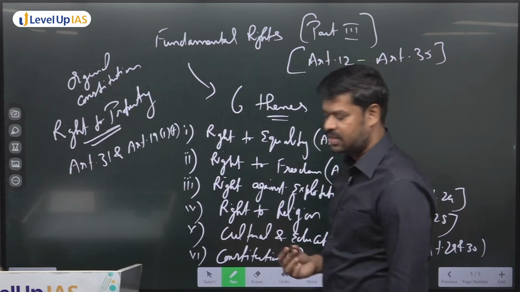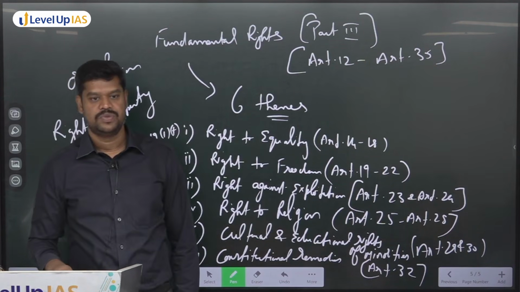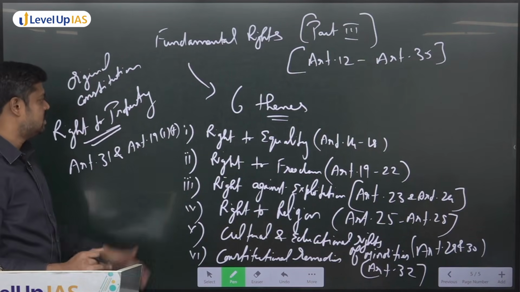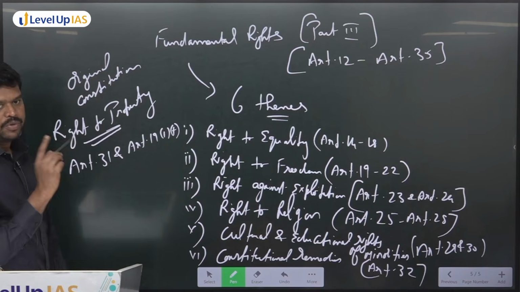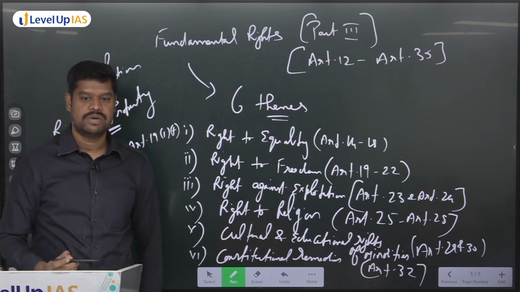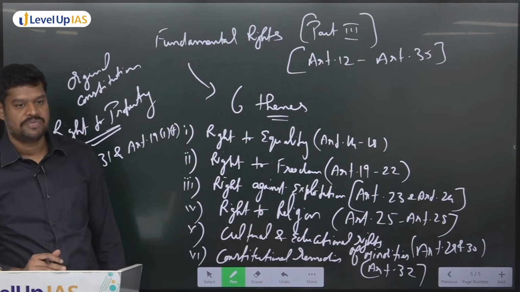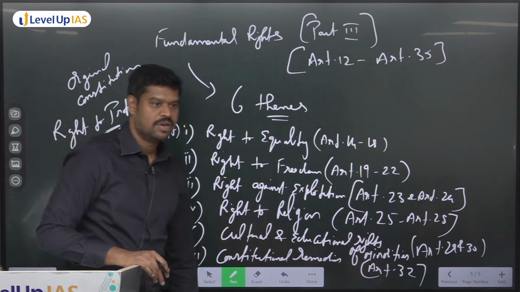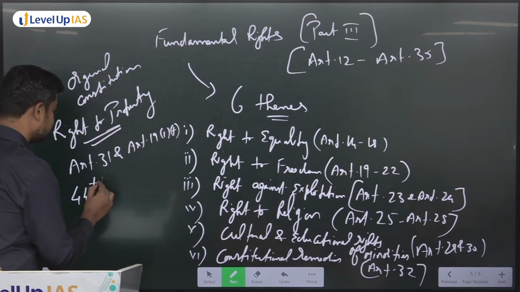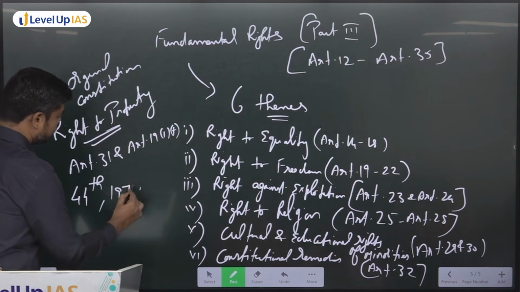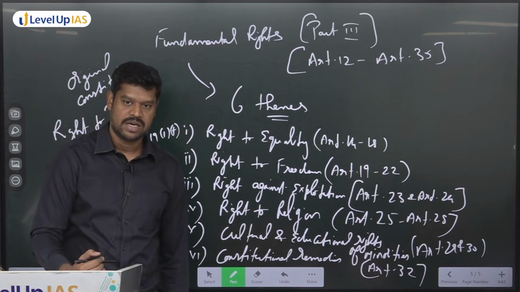It is not. Today the right to property is no longer there in Part 3 of the Constitution, and this right to property was taken out of Part 3 by which amendment? Because to make any changes in the Constitution, it requires a constitutional amendment. Can anyone tell me by which amendment this was taken out of Part 3? 44th Constitutional Amendment Act 1978. By the 44th Constitutional Amendment Act 1978, it was taken out.